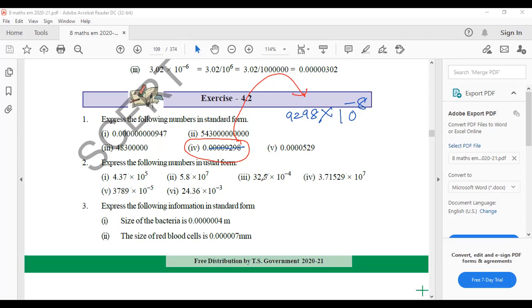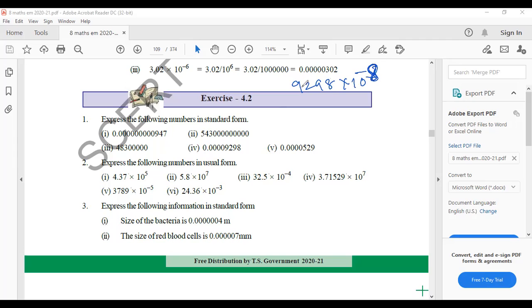Or some people write only with the first digit. We have to write 9.298 into, because this is already available. If the 3 points are sent back by 3, it becomes 10 power minus 5. Clear? Explain once again. This actually has to be written as 9298 into 10 to the power of minus 8.